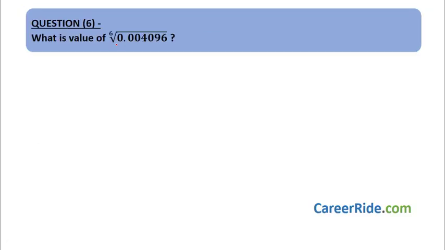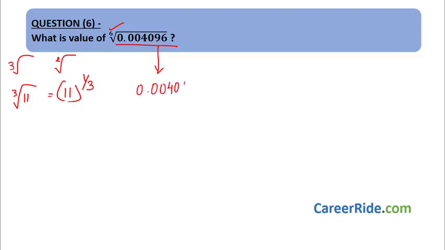What is the value of 6th root of 0.004096? Generally we have cube root, we have the square root, but this is not that, this is the 6th root. Let's see how to solve it. Now whenever we have something like say cube root of 11, we can also express it as 11 raised to 1 by 3. Same way, this can be written as 0.004096 raised to 1 by 6.